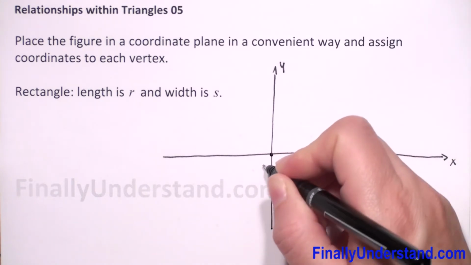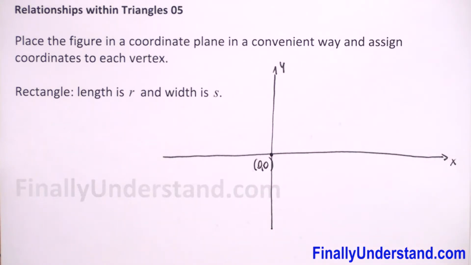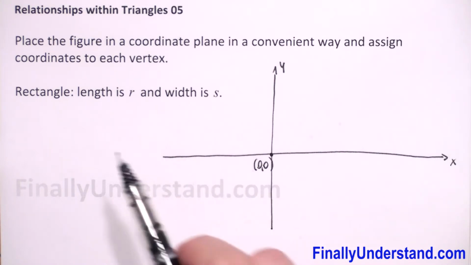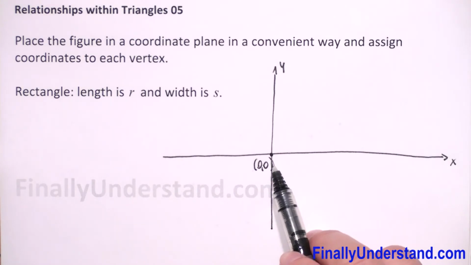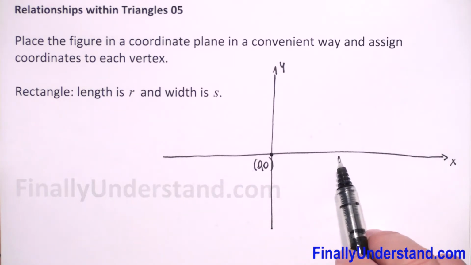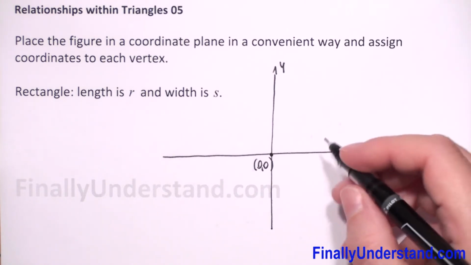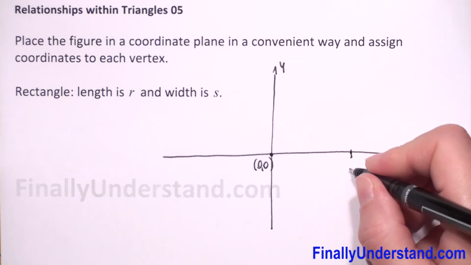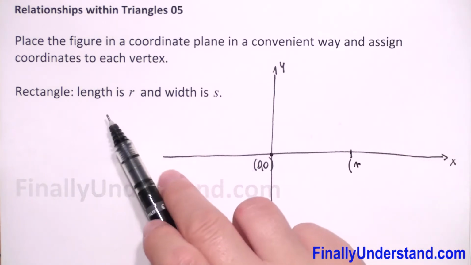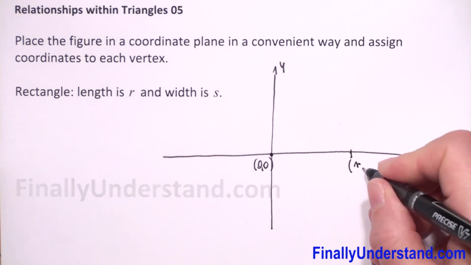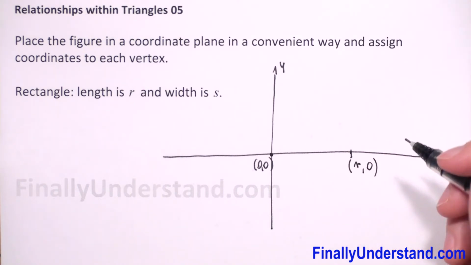So this point is 0, 0. We have that the length is r, so we will place one side on the x-axis. This will be our length, so this point will have coordinates r, 0, because the length is r, and the second coordinate on the x-axis is always 0.